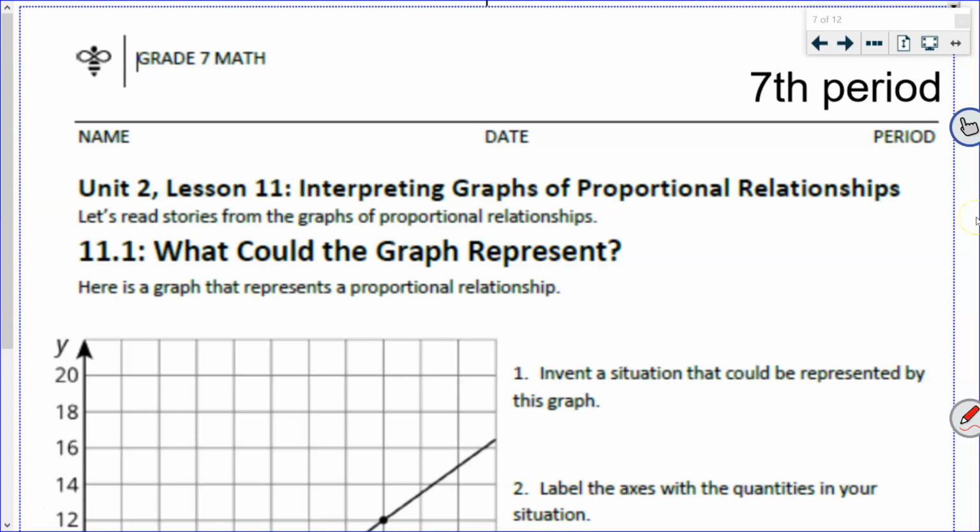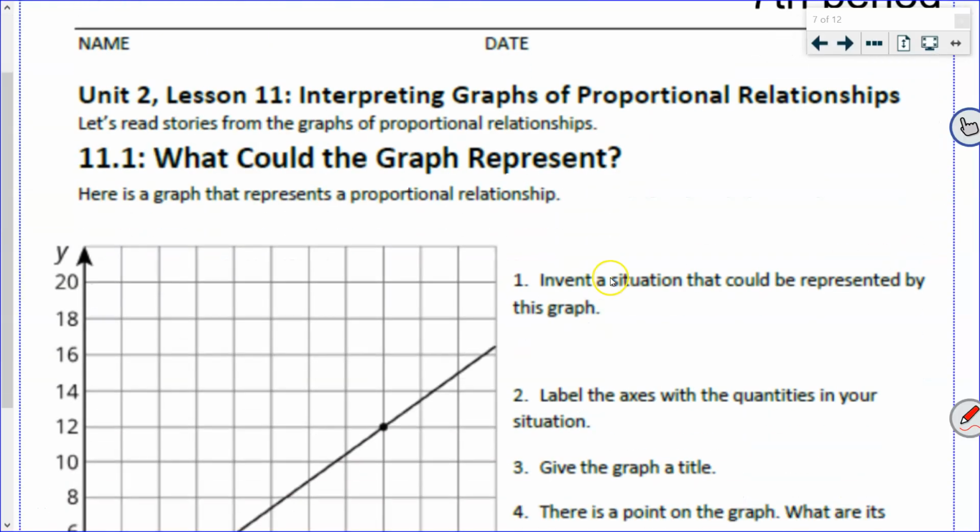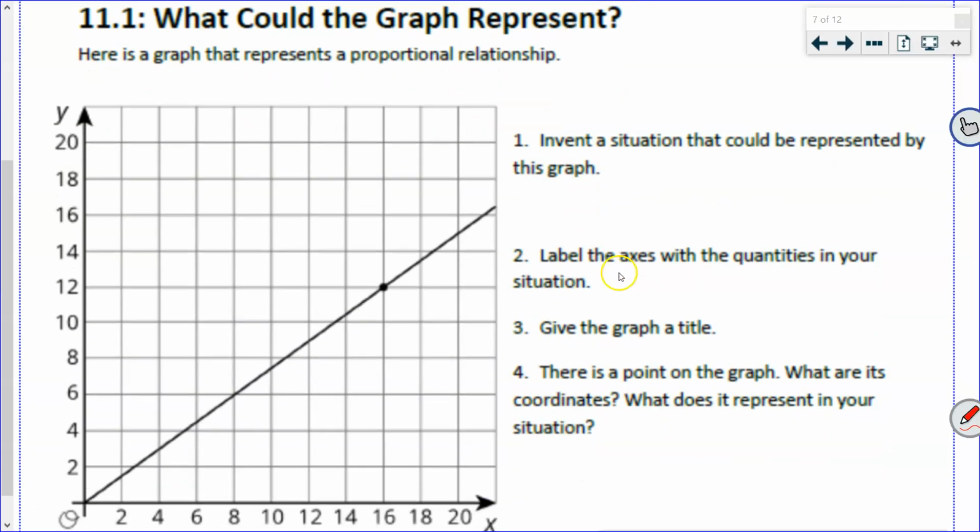Hello, Math 7 students. This is Open Up Resources Unit 2, Lesson 11, Interpreting Graphs of Proportional Relationships. To get started, we read that this here is a graph that represents a proportional relationship. That means I know that this is a proportional relationship because it told me.